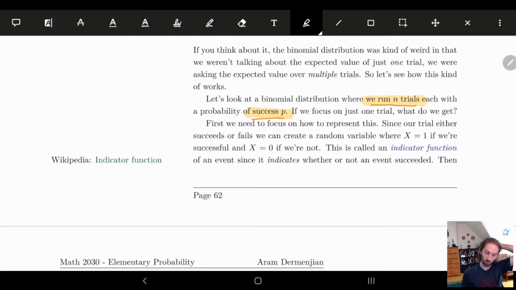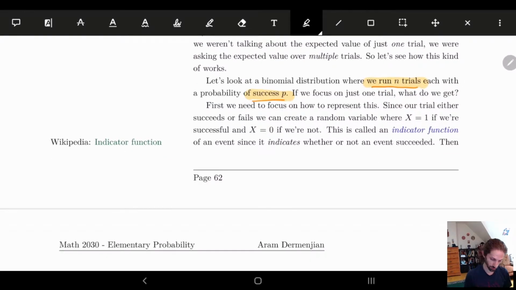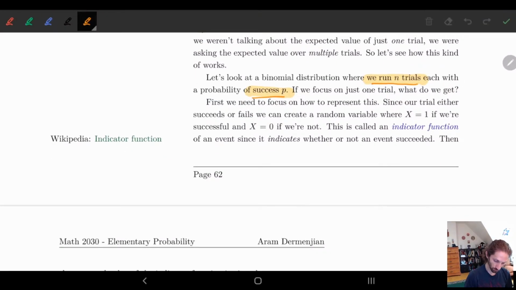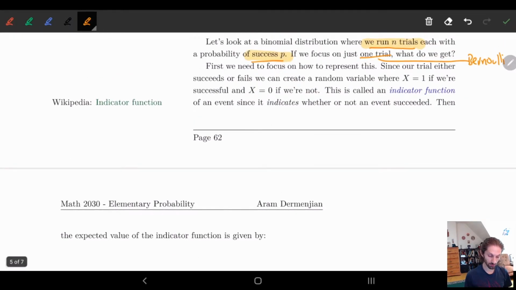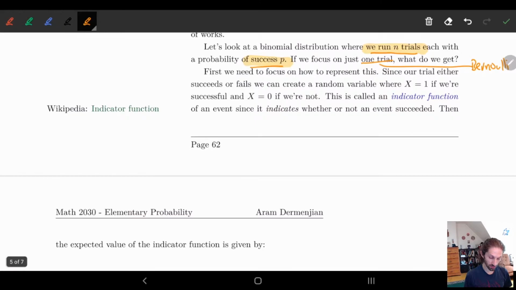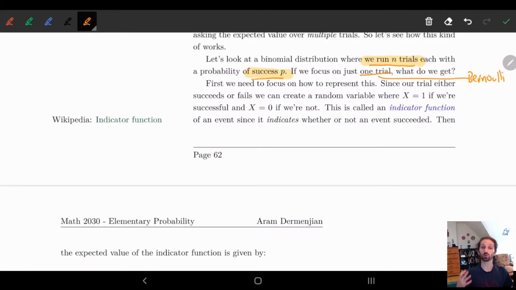And so the question becomes, well, what happens if we just run one trial? In essence, what happens with the Bernoulli distribution? One trial is basically just the Bernoulli distribution. So here I'll add: one trial is Bernoulli. And we need to figure out a good way to represent this. Our trial is either going to succeed or it's going to fail. It's either a yes or a no. That's it. There's really no other option.